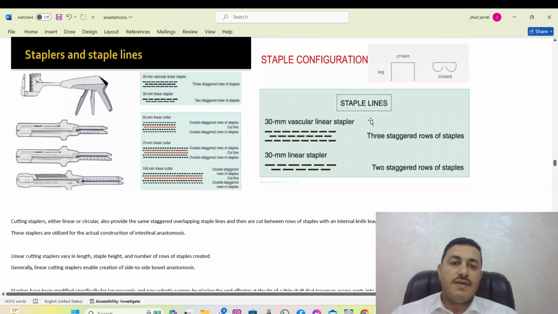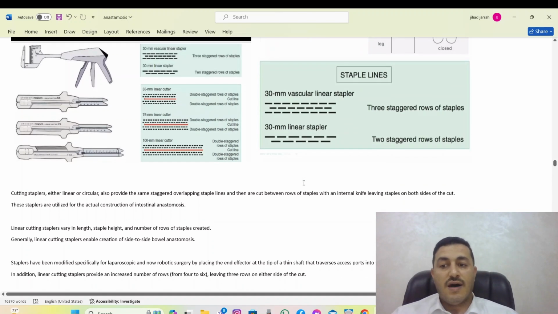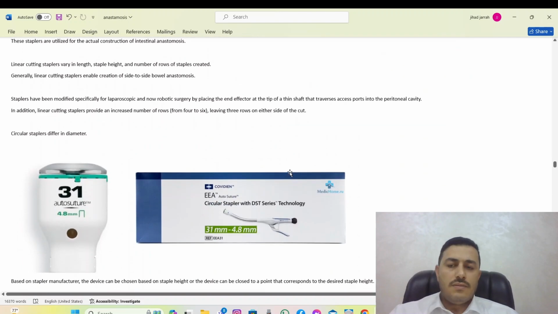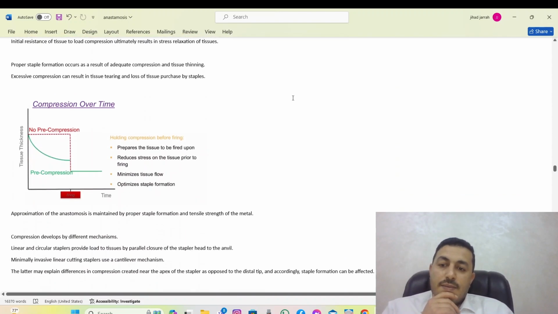Here, for example, in some staplers, if we imagine that here we have a line that separates the 2 segments, it creates 3 rows on one side and 2 rows on the other side. Okay. Again, let's move a little bit down.